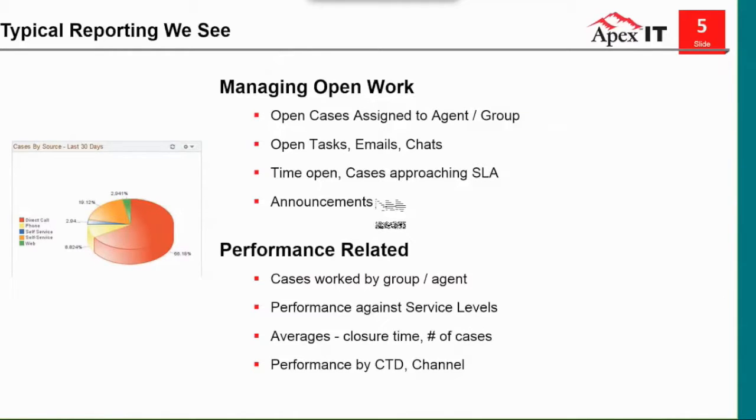You look at things like, for managing open work, time open. So average time cases are open. From a prioritization standpoint, you look at potentially working the oldest first if you're managing against SLA. Cases approaching SLA are definitely an important metric when you're working on your open book of cases, again helping with prioritization. And then I plugged in there announcements.